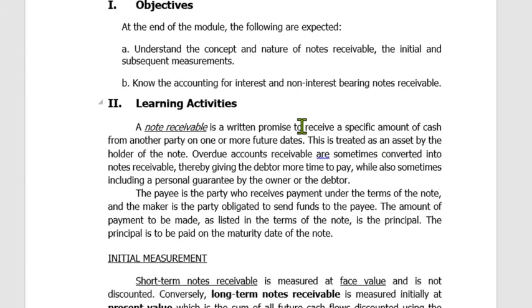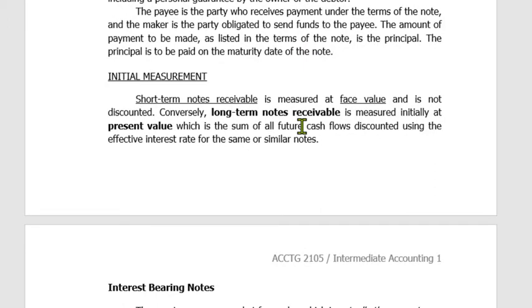So, let's go with the initial measurement of a note. So, let us classify a note between short-term notes receivable and long-term notes receivable. So, a short-term notes receivable is usually measured at face value. So, walang problema kapag yan ay short-term. So, kapag short-term, within 1 year. And this is not normally discounted because immaterial or maliit lang ang difference when you discount the present value of the notes compared to its face value. So, ang initial measurement kapag ito ay short-term at face value.